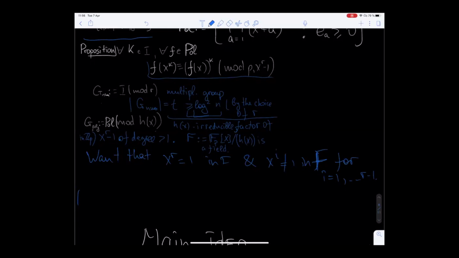How can one think about this field F? We start from the field Zp, so residues modulo P. And then we look at this polynomial x to the r minus 1. This polynomial in field Zp has only one root, x equals 1. That's the only root we have, because R is relatively prime to P.